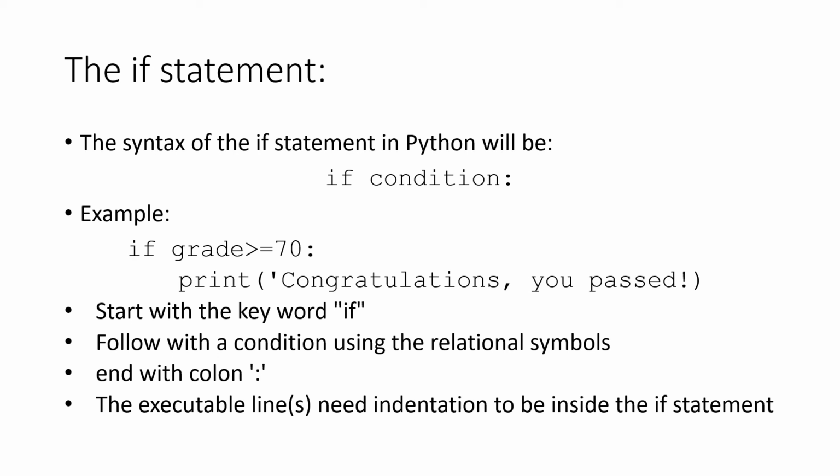So, if grade is greater than or equal to 70, colon, print, congratulations, you passed. We start with the keyword if, we follow with the condition using the relational symbols, and I have a slide for that so we review all the combinations that we have available, and we end with the colon. The executable line or lines of code need to be indented when they belong inside the if, meaning the lines that we want to execute only if the condition is true need to be indented so Python knows that they're part of that condition.